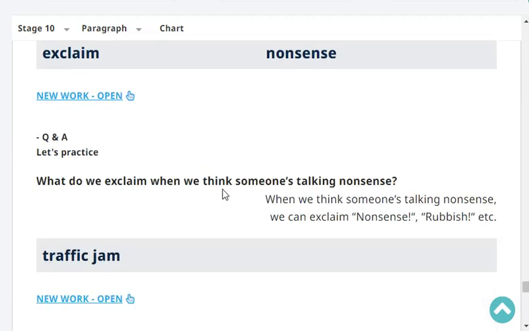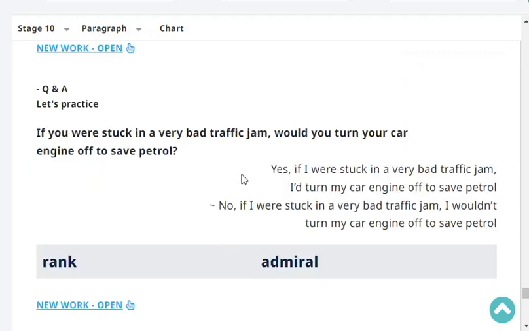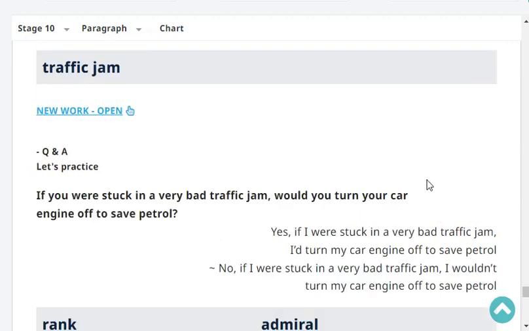Okay, what do we exclaim when we think someone's talking nonsense? When we think someone's talking nonsense, we exclaim nonsense, rubbish, etc.